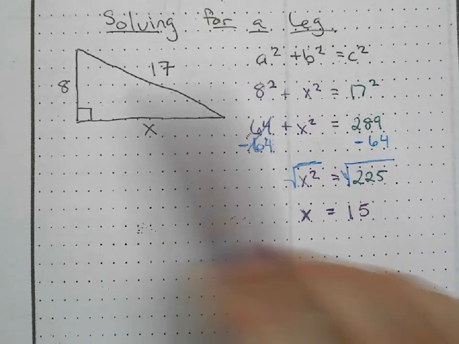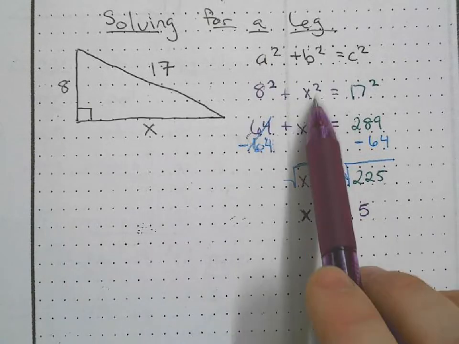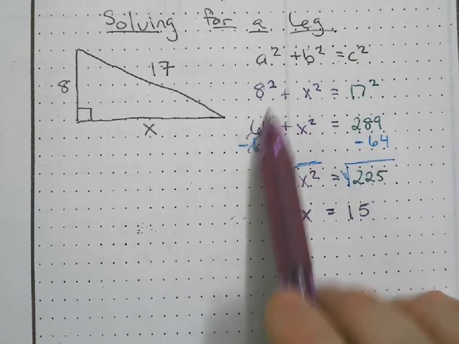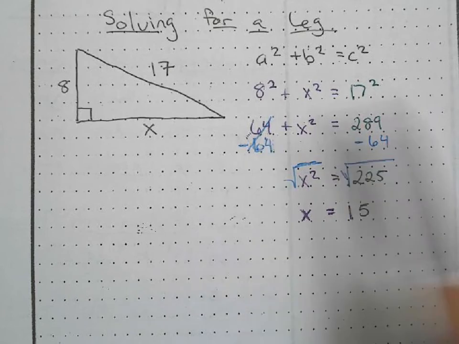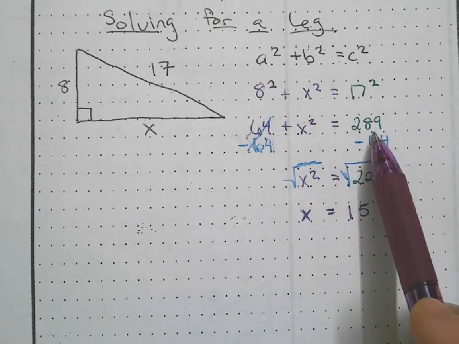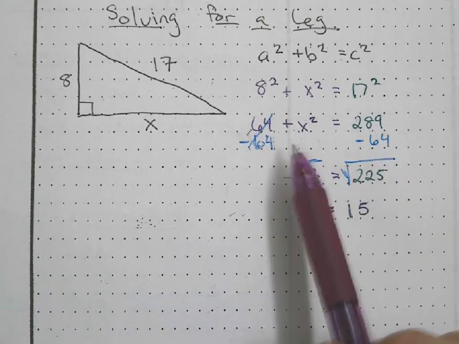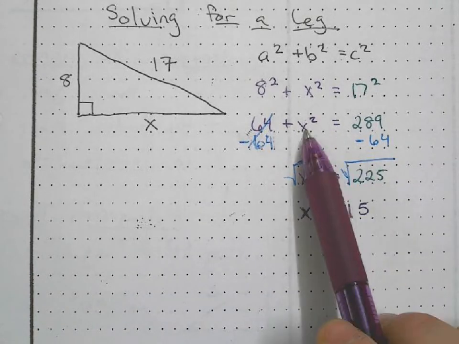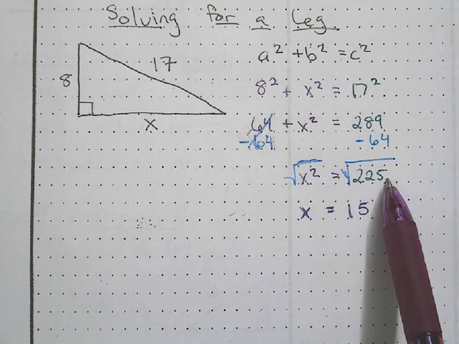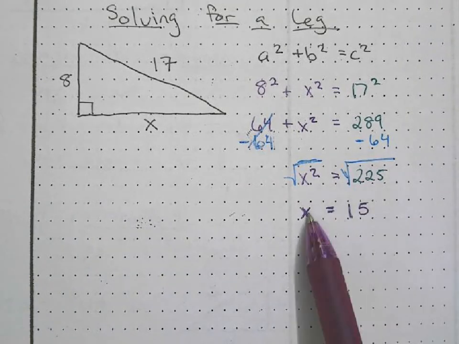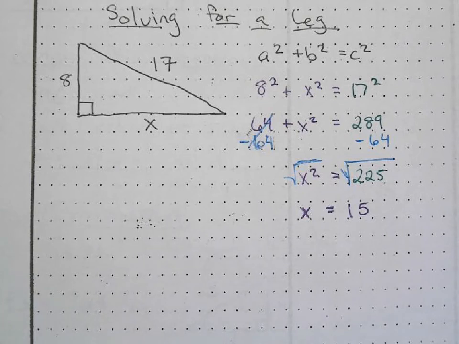We plug our leg in, 8 squared. We plug our other leg in, that's our x squared. We plug our hypotenuse in, that's our 17 squared. Then we're simplifying. 8 times 8 is 64. 17 times 17 is 289. I'm then subtracting 64 from both sides. I'm trying to get x by itself. So now I have x squared equals 225. To get rid of that square, we square root both sides, and we get x equals 15. And that is how we can use the Pythagorean theorem to help us find different sides of a triangle.